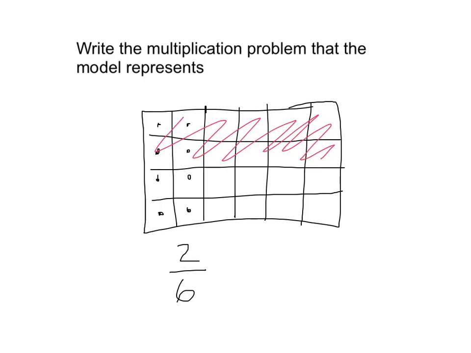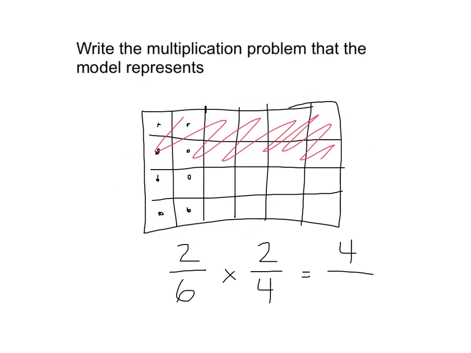Next, I'm going to look at my rows going across, and I can see I have 2 of my rows shaded out of a total of 4. So that would be 2 shaded out of 4 possible rows. So this is what my problem looks like. I have 2/6 being multiplied by 2/4. Now my answer is going to be the portion of this model that have both a dot and shading. So I can see that there are 4 squares that contain both shading and a dot. So that's going to be my numerator. And then my denominator is out of the total number of boxes.